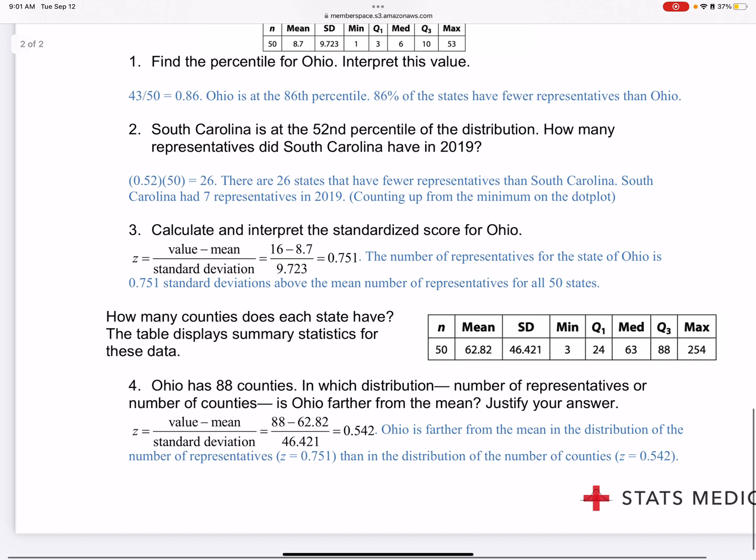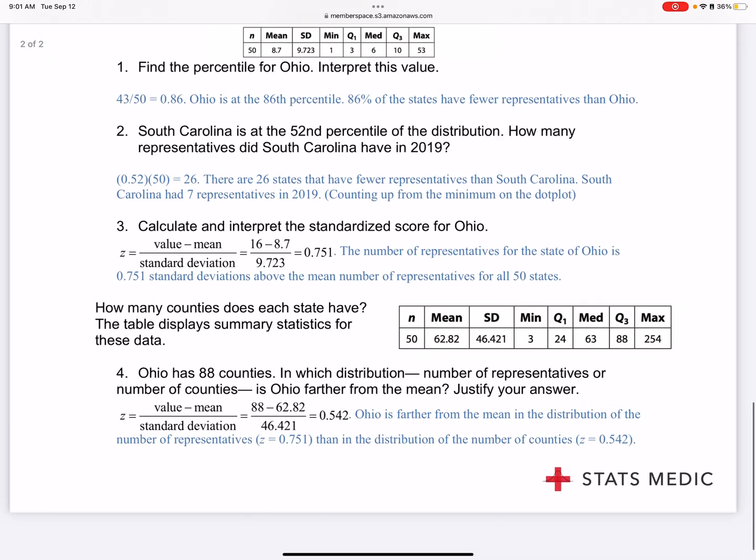How many counties does each state have? And so if you look at 88 counties, which Ohio has, and you find its z-score, you do 88 minus 62.82 divided by 46.421, and that gets you 0.54. It asks you which one's bigger, which one's further from the mean. Well, if you look at Ohio on number 3, that z-score was 0.751, and that's larger, so it's further from the mean. Okay, I hope that helped you, and we'll see you guys later.